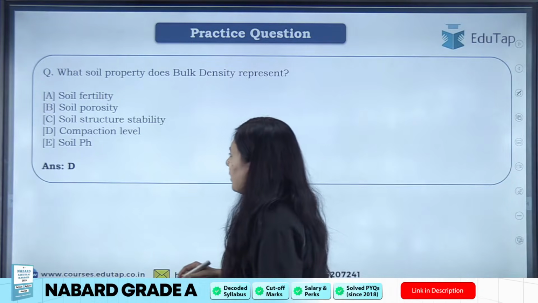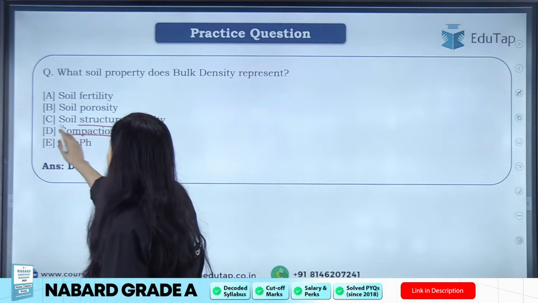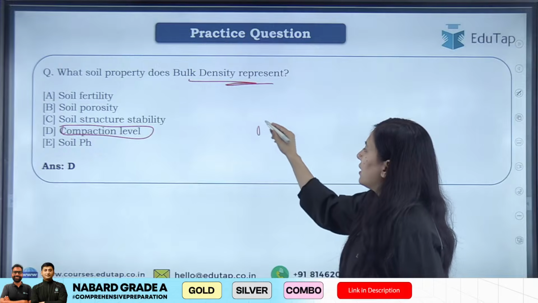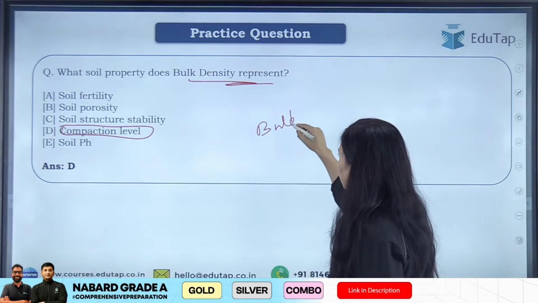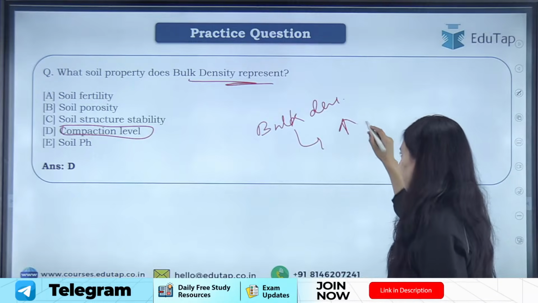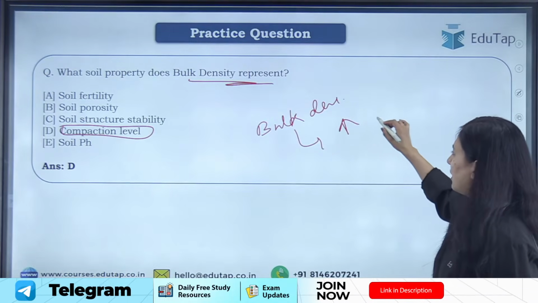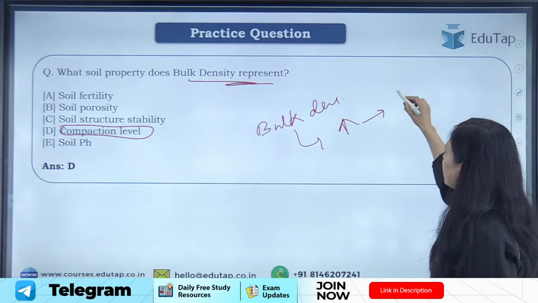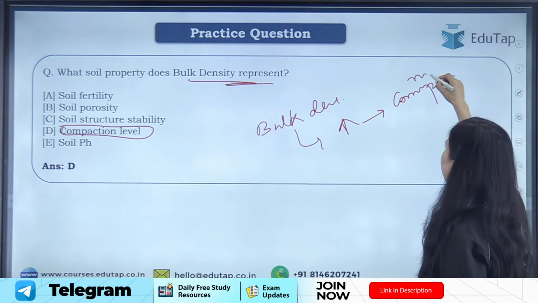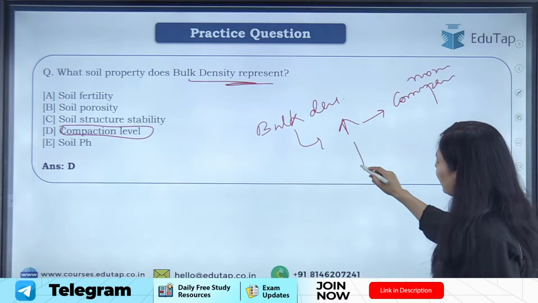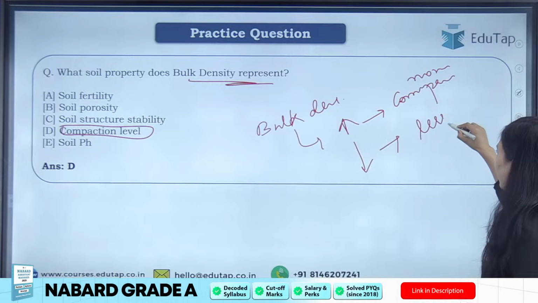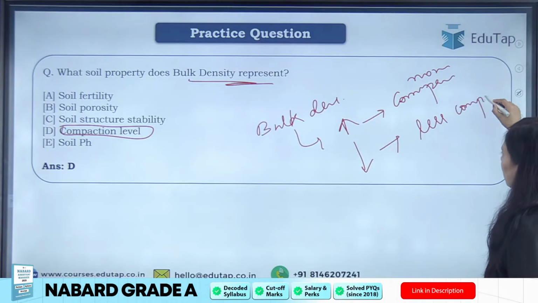So answer will be D, compaction levels. So students, जो bulk density है soil की, we calculate the bulk density of soil, ठीक है, and for any soil if bulk density is high, then that shows the soil is compacted, ठीक है, it is more compacted, you can say. If bulk density is less, then the soil is said to be less compacted, ठीक है, less compacted.